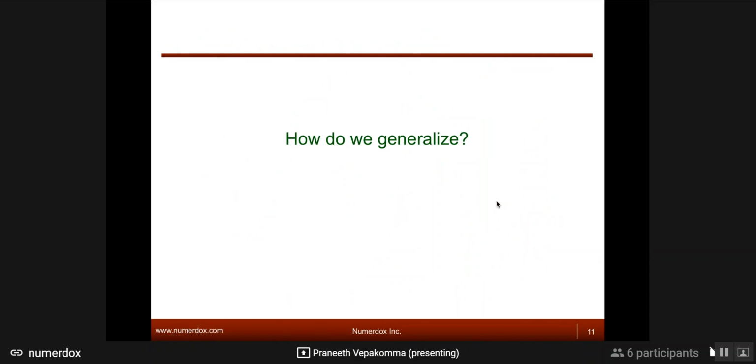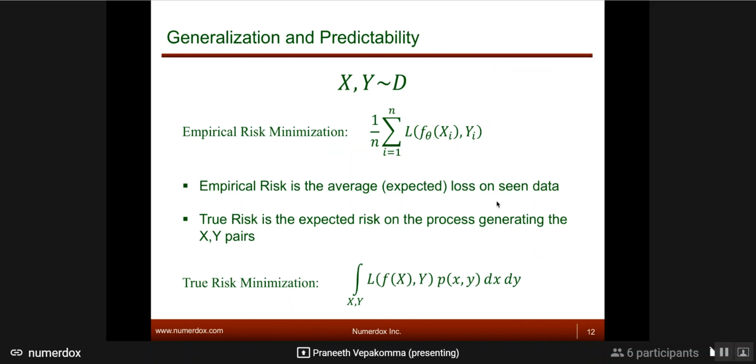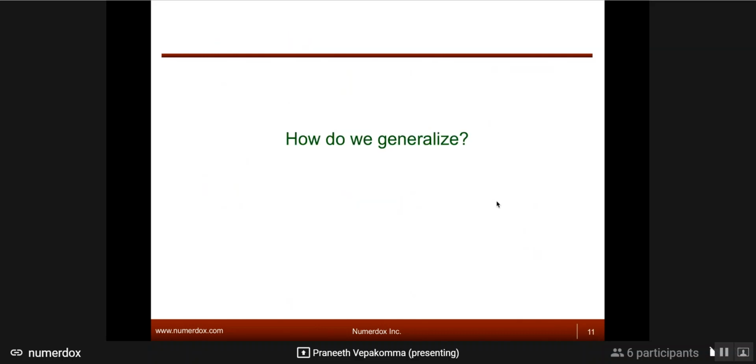Also, error and accuracy are just analogous terms. If error is 0, it means accuracy is 100%, just the other way around.